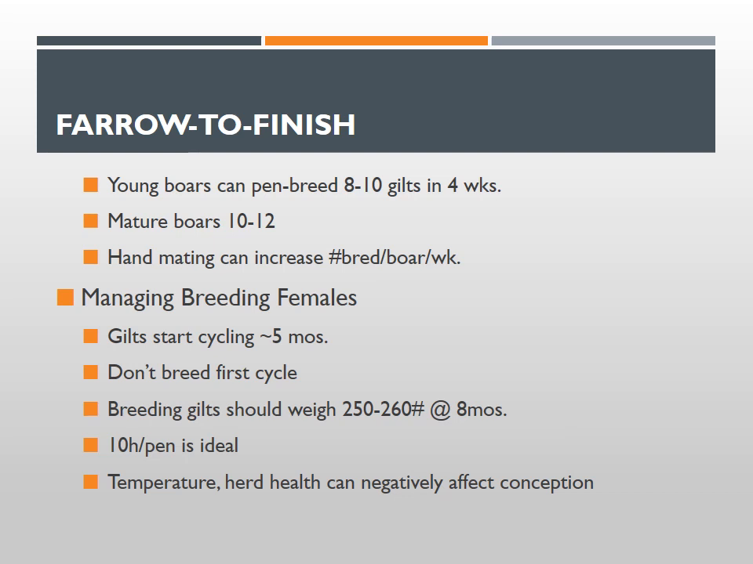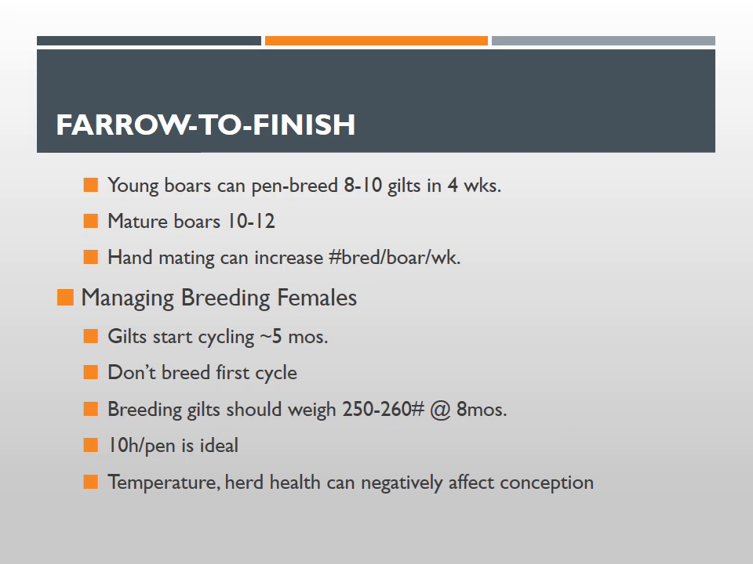Young boars, if you're letting them pen breed, are going to cover about 8 to 10 gilts in 4 weeks. Mature boars, a little bit more than that. And if you hand mate them, then you can increase the number that a boar can breed in a week's time. The females, the gilts, should start cycling at about 5 months of age.